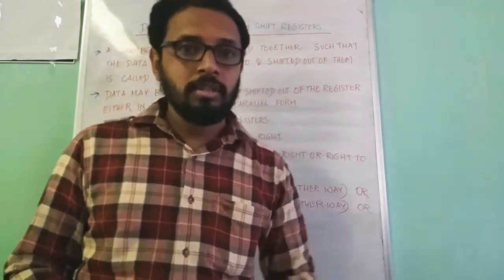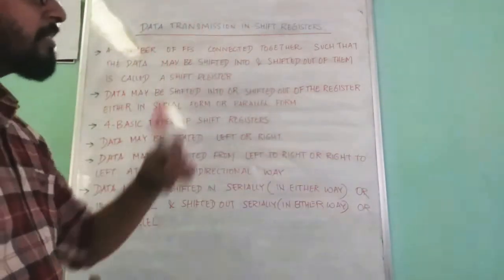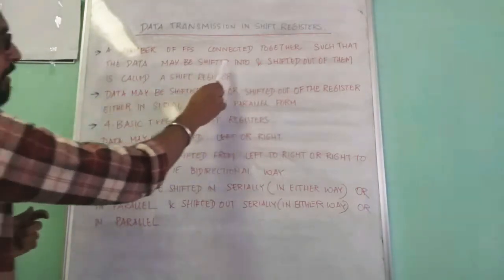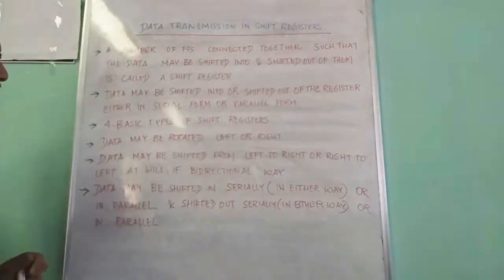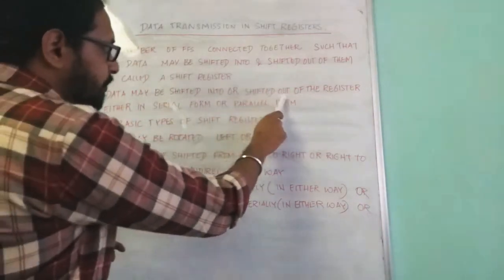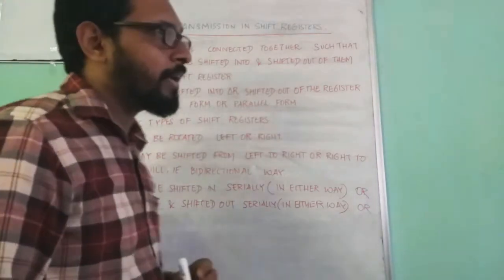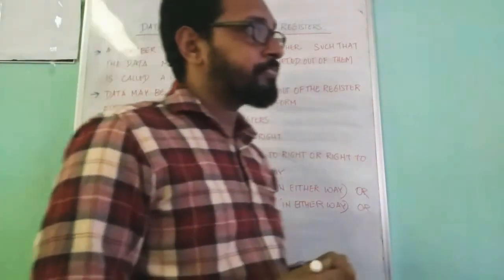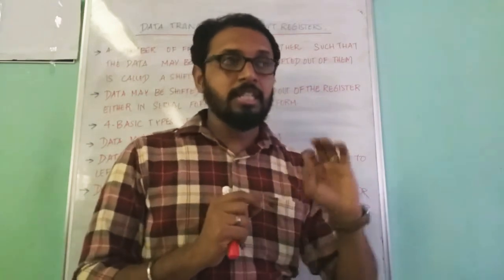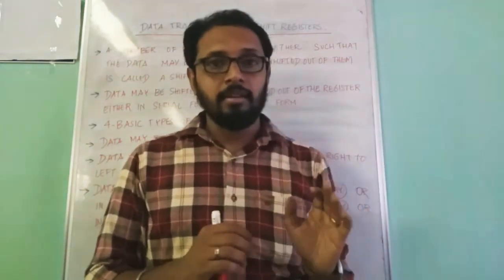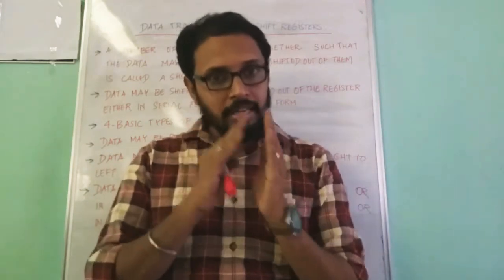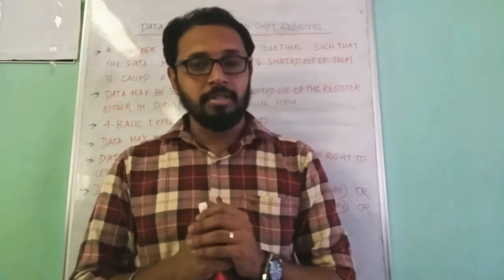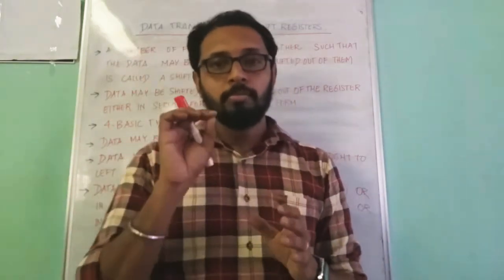Next, we will go directly into data transmission in shift registers. A number of flip-flops connected together such that the data may be shifted into and shifted out of them is called a shift register. Data may be shifted into or out of the register either in serial form or parallel form. Based on that, we have four basic types of shift registers. First is serial in, serial out. Second, serial in, parallel out. Third, parallel in, serial out. Fourth, parallel in, parallel out. In short, they are called SISO, SIPO, PISO and PIPO.